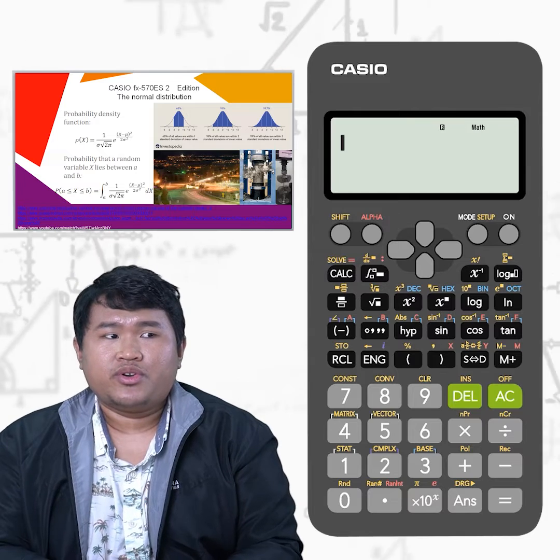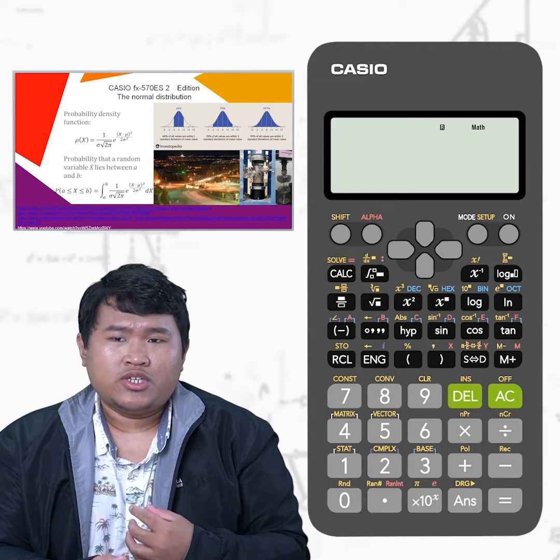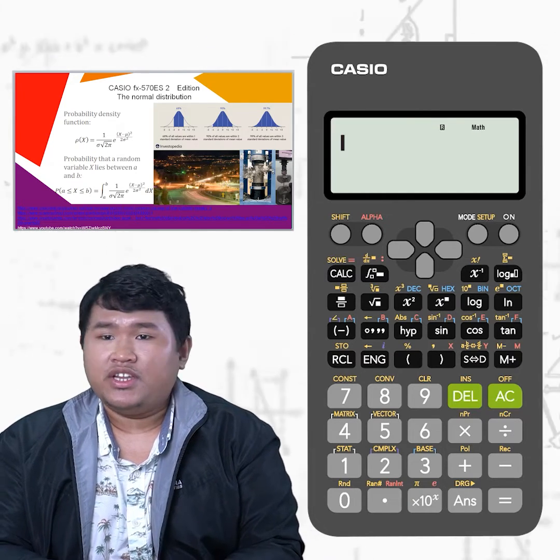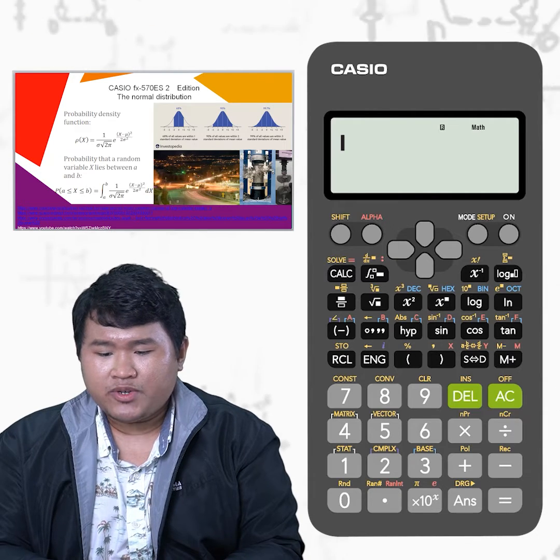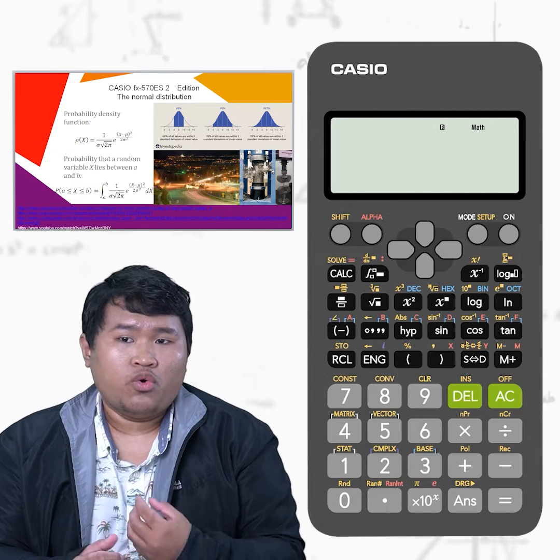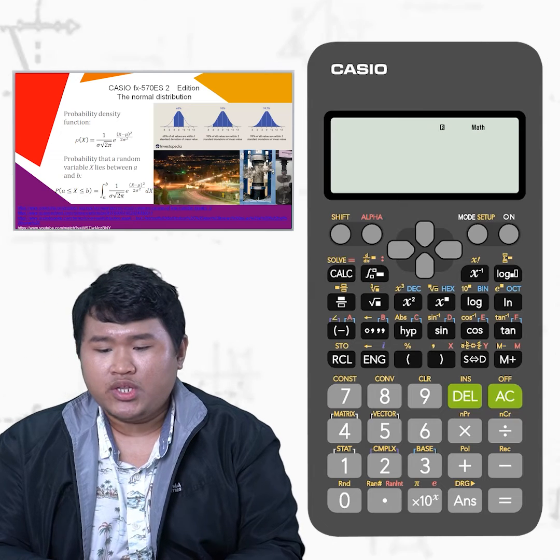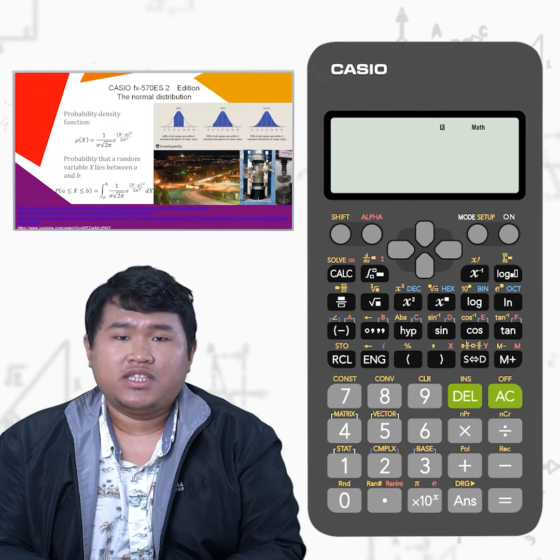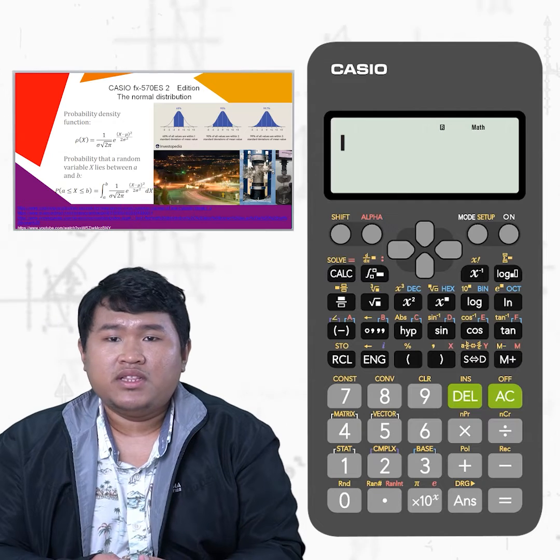Normal distributions occur frequently in nature. They also occur in many engineering applications. For example, in transportation, we model the flow of traffic using normal distribution. Also, the strengths of concrete and steel, we also model using normal distribution.